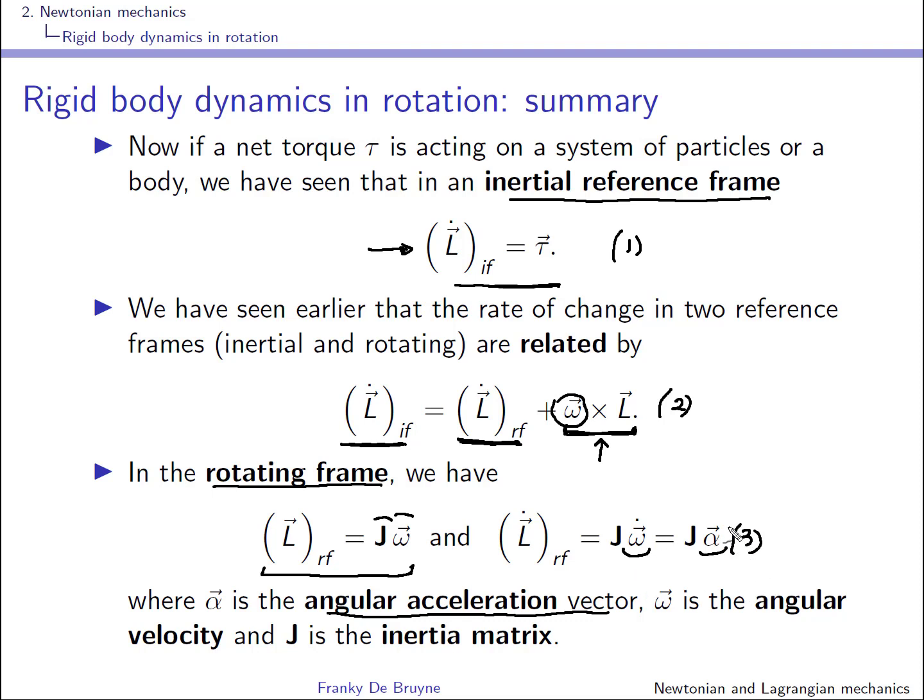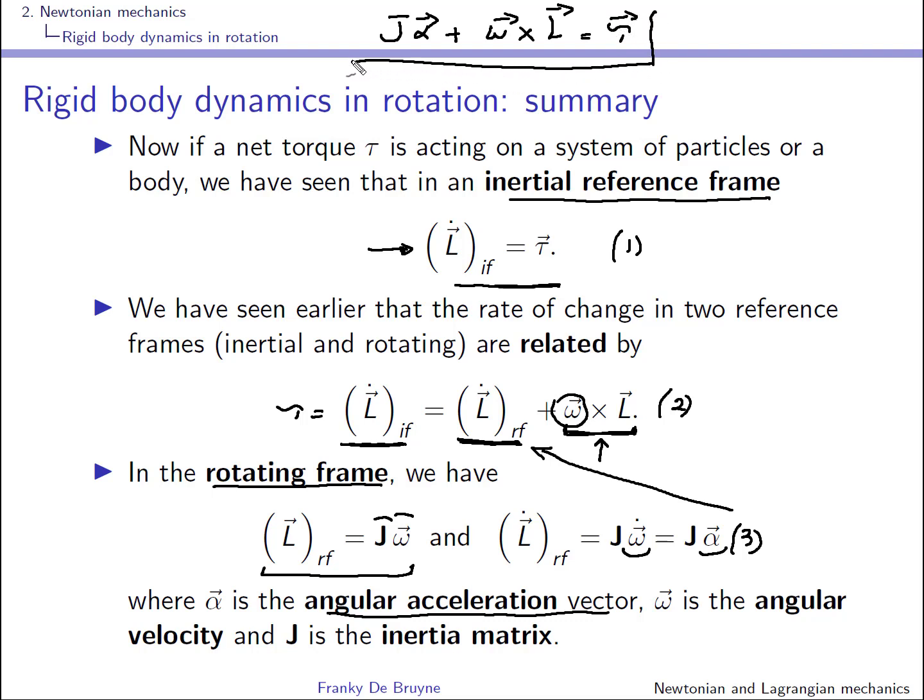So equation 3 we put in equation 2, and we know that this one here is equal to tau. So we know that J times the vector alpha, plus omega cross product with L, is equal to tau.